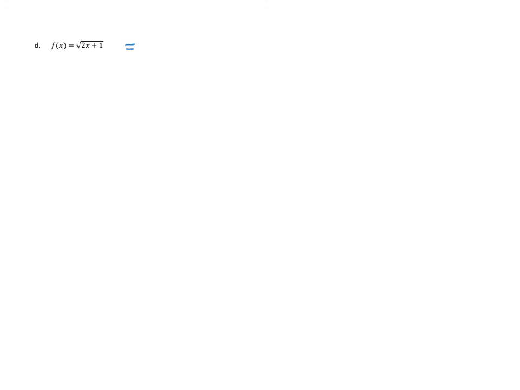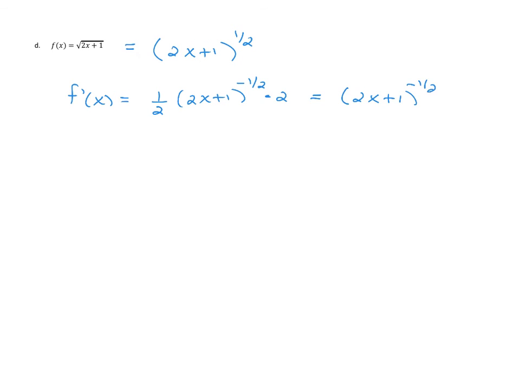Before taking the derivative, I'm going to rewrite this function as (2x plus 1) to the power of 1/2. The first derivative is 1/2 times (2x plus 1) to the negative 1/2 times 2. And if we simplify this, the 2 and the 1/2 cancel, and we have (2x plus 1) to the negative 1/2. The second derivative is negative 1/2 times (2x plus 1) to the negative 3/2 times 2, which is negative (2x plus 1) to the negative 3/2.